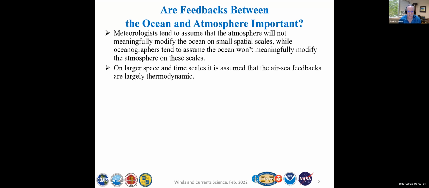We're interested in whether the feedbacks between the ocean and the atmosphere are important. Traditionally, a meteorologist tends to assume that the atmosphere will not meaningfully modify the ocean on small spatial scales, while oceanographers do the opposite, where they assume the ocean won't modify the atmosphere very much. On large space-time scales, this can be done with thermodynamic feedbacks, and we ignore winds and currents.